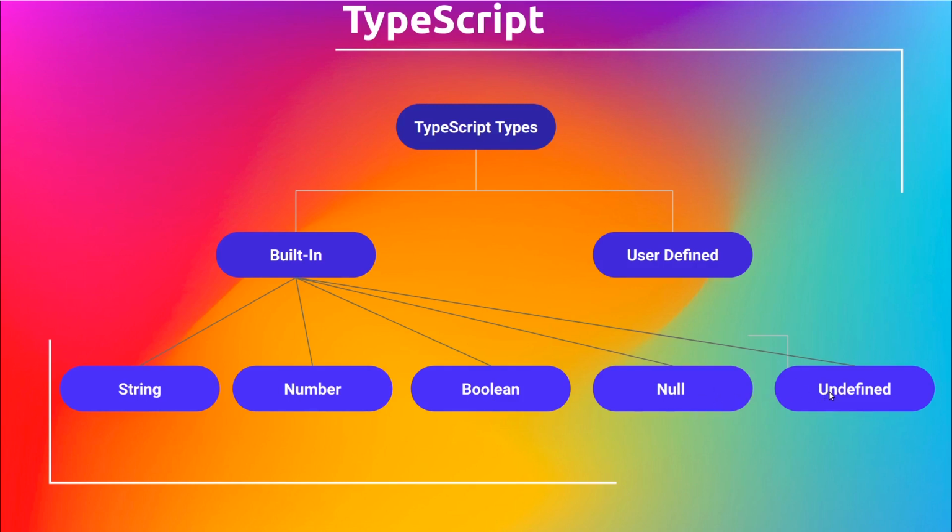Undefined means whenever you declare a variable but leave it uninitialized, then that type of variable is undefined. And the null means it has been set to an object whose value is null. When we look at the practical implementation, I will explain the difference between both of them to you. So let's move to the practical implementation.